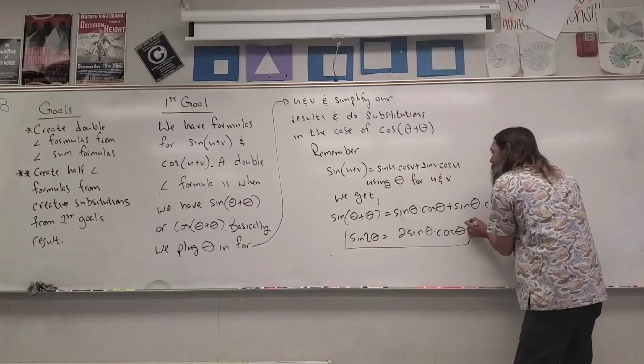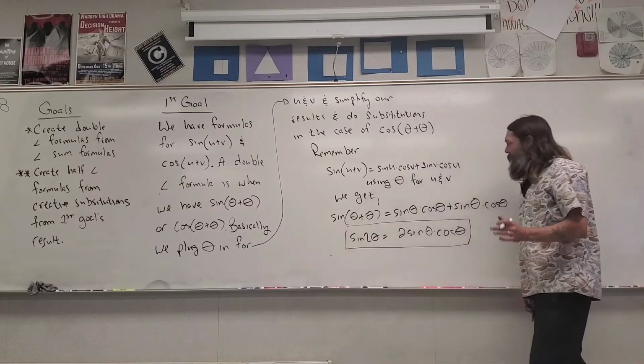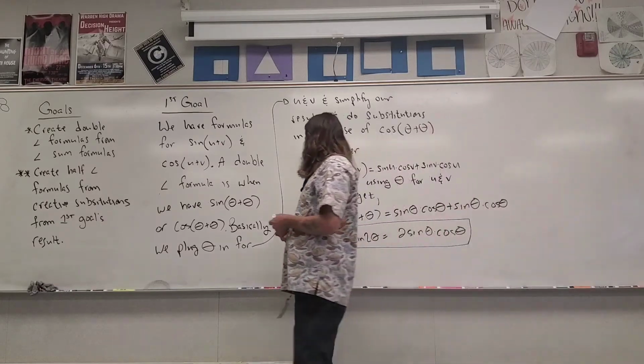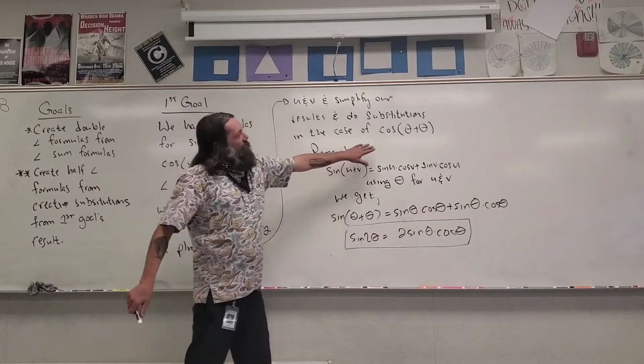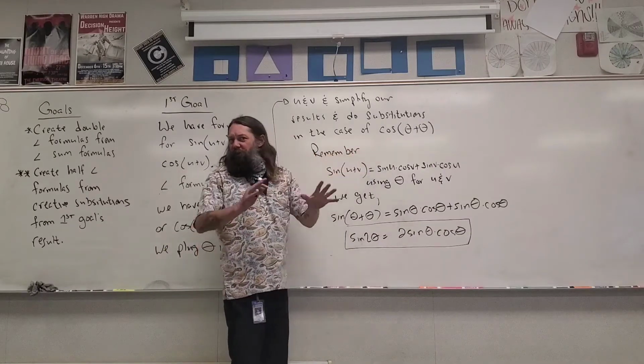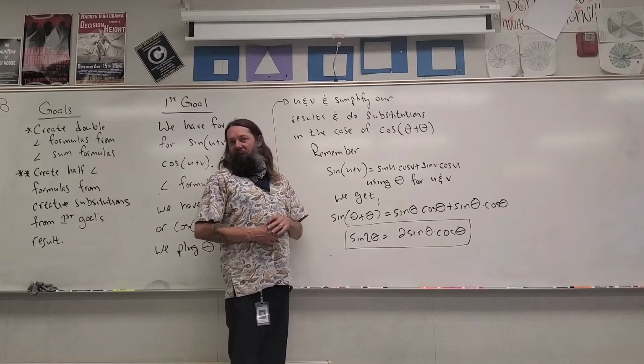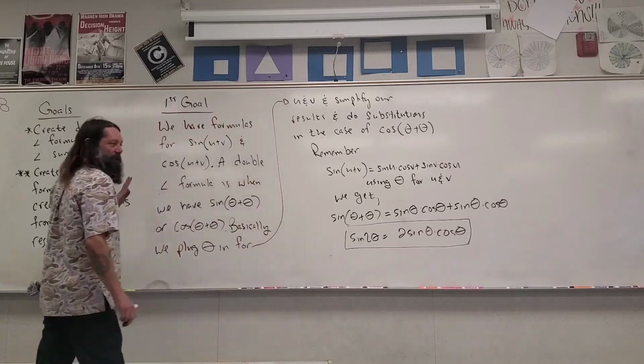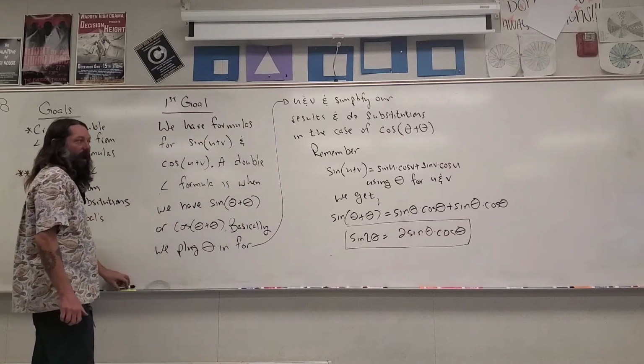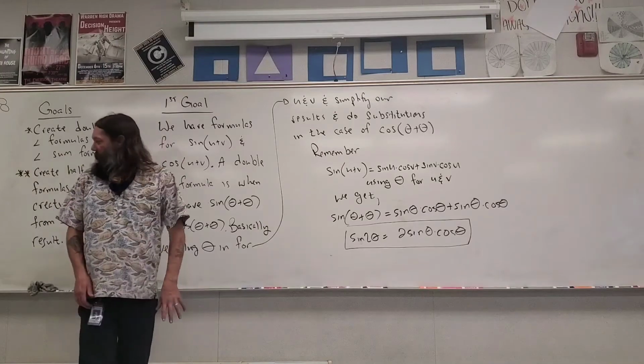All right. So I need to actually erase the board. I need a little bit more space for the cosine double angle because we're going to use some substitutions from our previous lesson. So let me go ahead and erase everything and I'll be back.